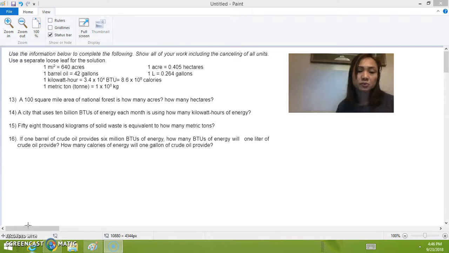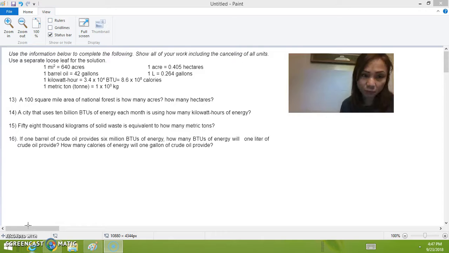Remember, when you're doing problems like this, you have to correctly identify the given and you have to correctly identify the unknown. Once you have done so, figure out what factors you need to use to solve the whole problem. So let's get started with number 16. You have the problem on your screen, and you can follow along.